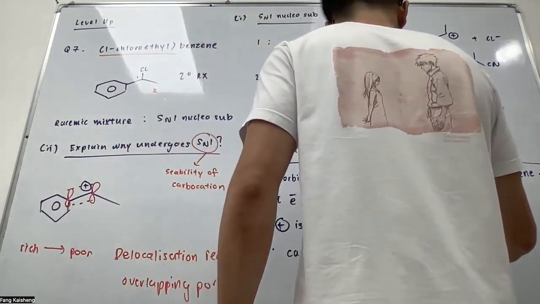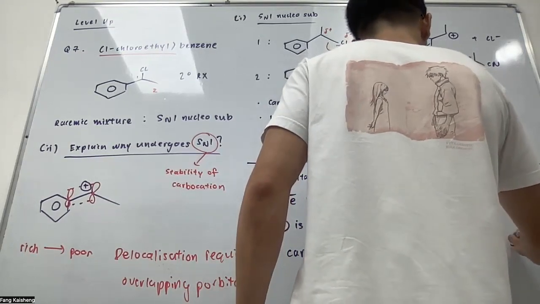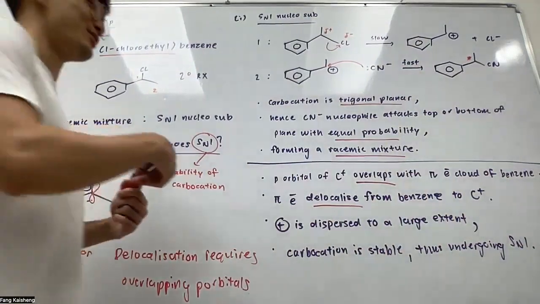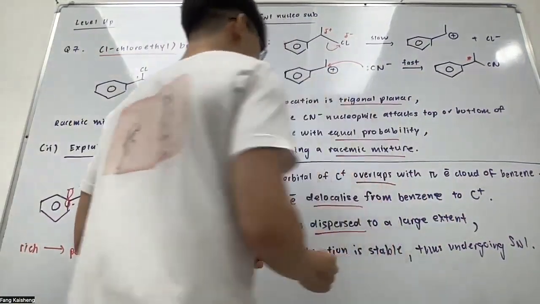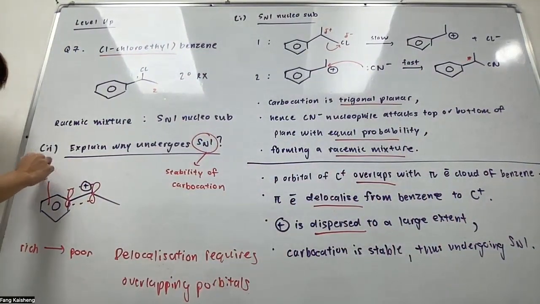Thus undergoing SN1. I thought I'd talk about this pi electron. Why pi electrons? Because benzene has pi electrons. They're called pi electrons, so just say pi electrons.